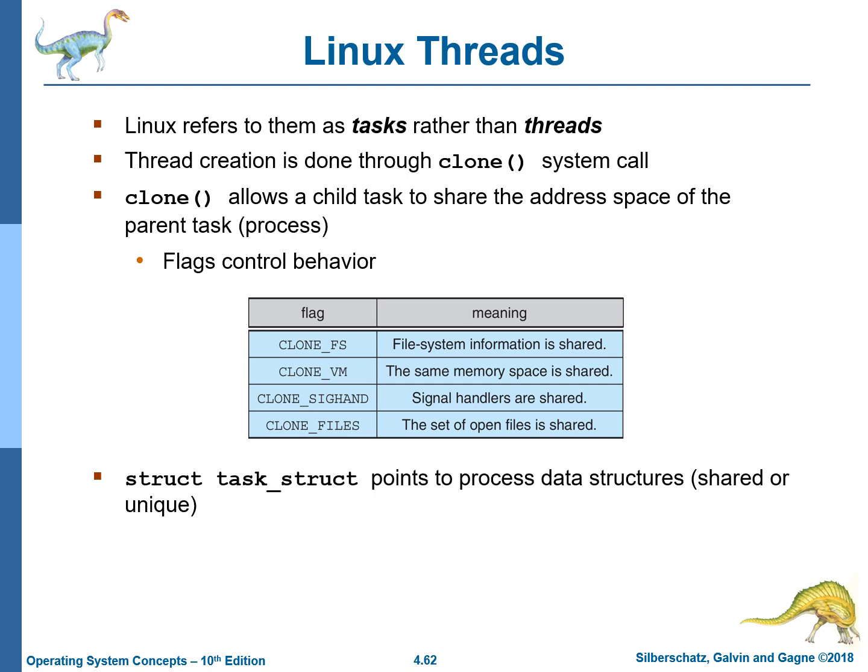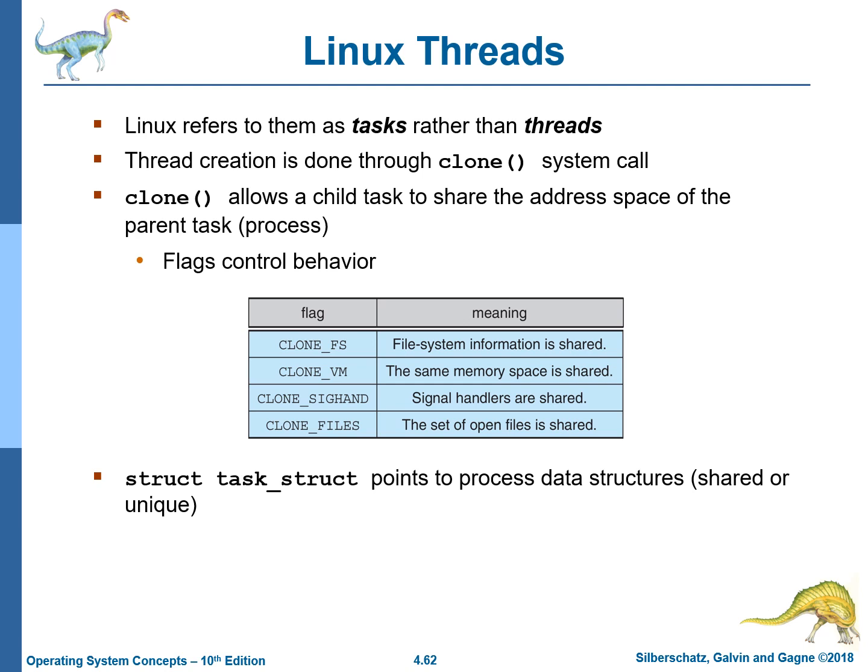Now to the last slide of this chapter, and it's about Linux threads. Linux refers to them as tasks rather than threads. Thread creation is done through the clone system call, and clone allows a child task to share the address space of the parent task, the process. Flags control behavior.